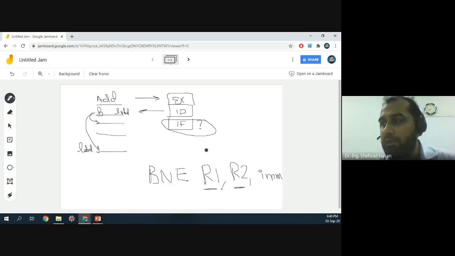If, for example, R1 has the value 5 and R2 has the value 10, then you have to jump because they are not equal. If they are equal, then you are not going to jump, but if they are not equal, then you are going to jump. And where are you going to jump then?